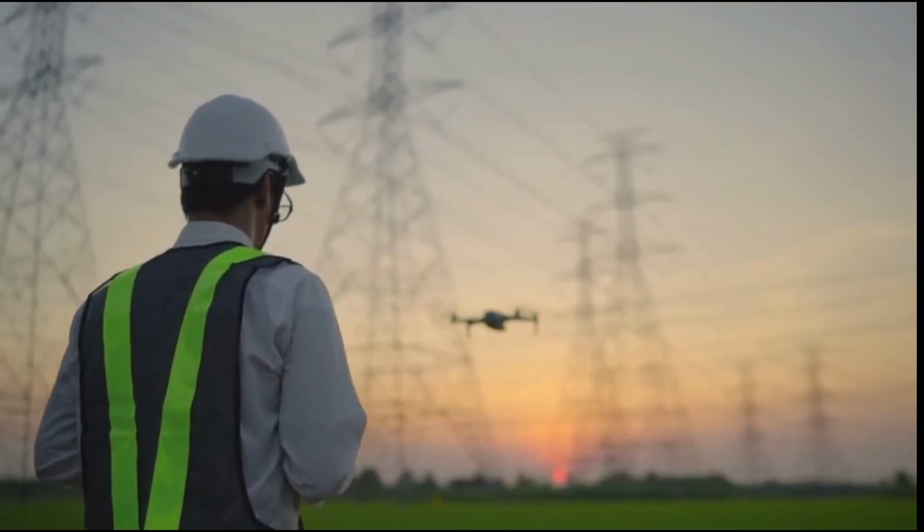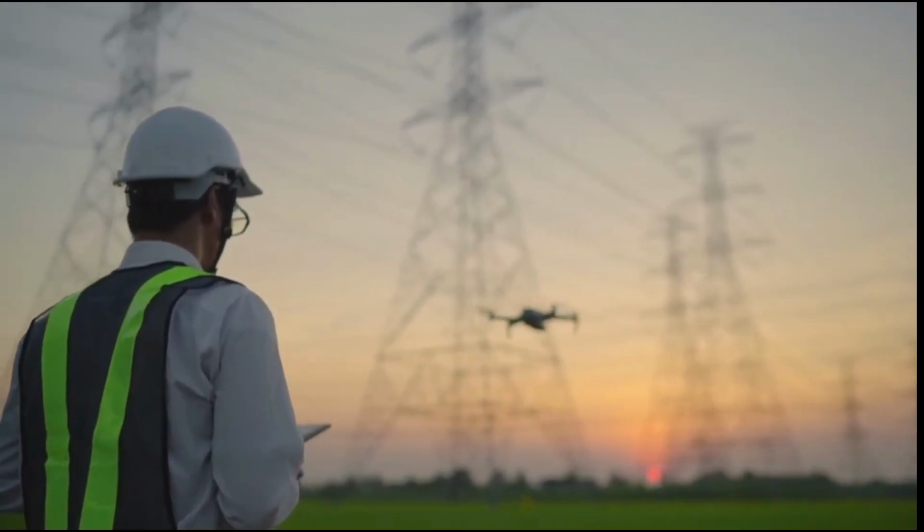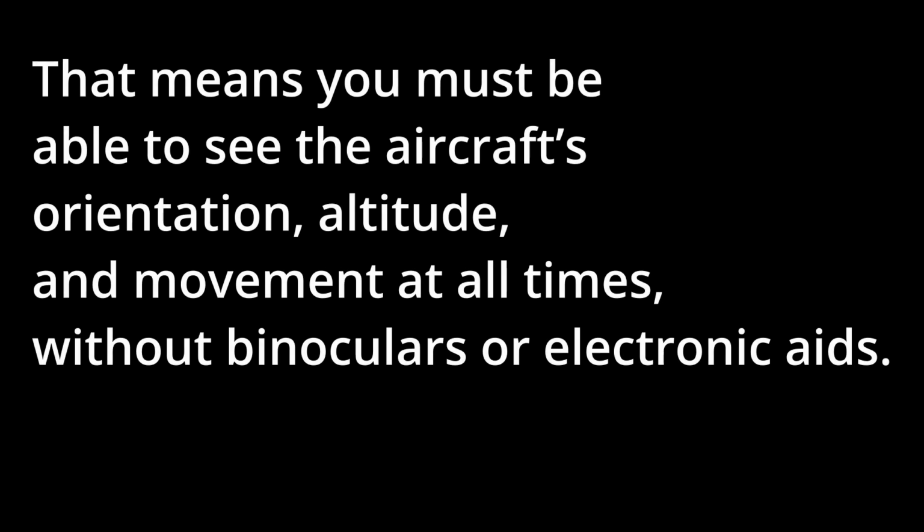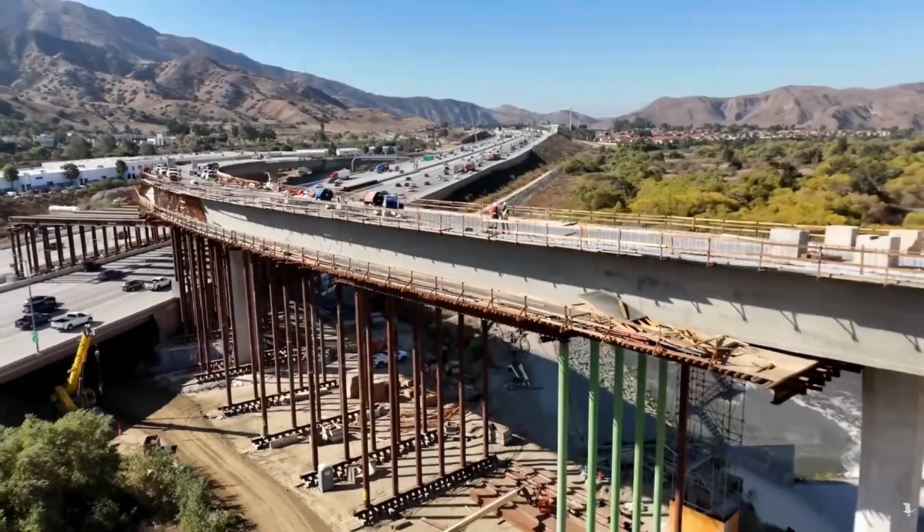As a visual observer, your number one responsibility is to maintain uninterrupted visual line of sight with the drone. That means you must be able to see the aircraft's orientation, altitude, and movement at all times, without binoculars or electronic aids. You are the pilot's second set of eyes. If something looks unsafe, you speak up immediately. Clear, concise communication is essential.